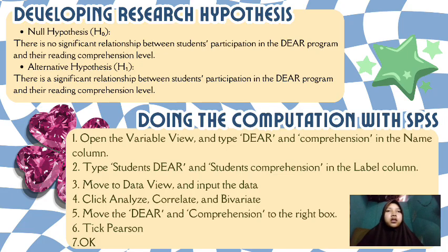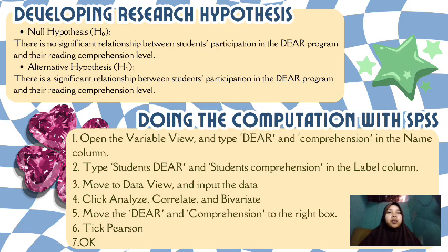The next step, developing the research hypothesis. The null hypothesis: there is no significant relationship between student participation in the DEAR program and their reading comprehension level. So there is no relationship. And the alternative hypothesis: there is a significant relationship between student participation in the DEAR program and their reading comprehension level. So there is a relationship.